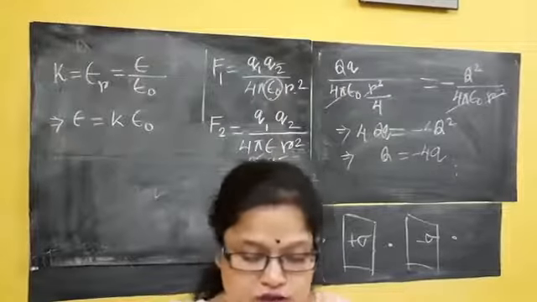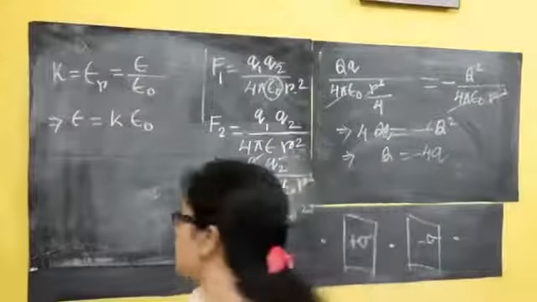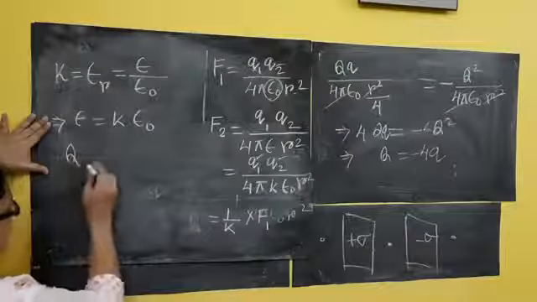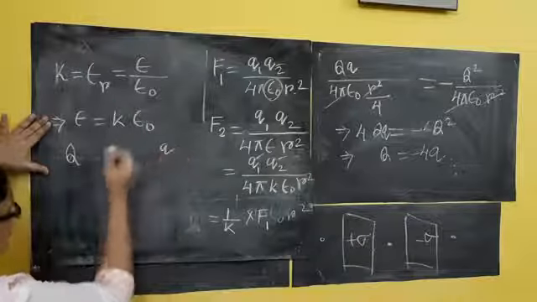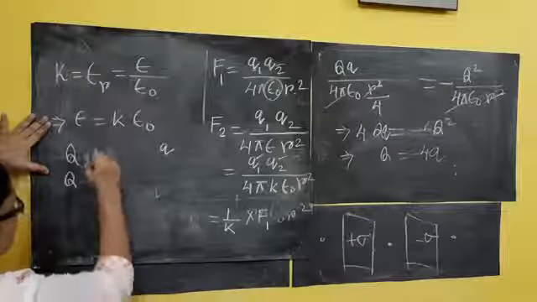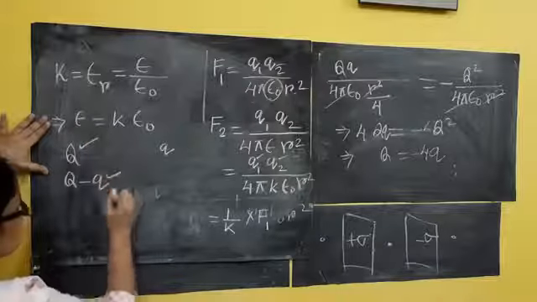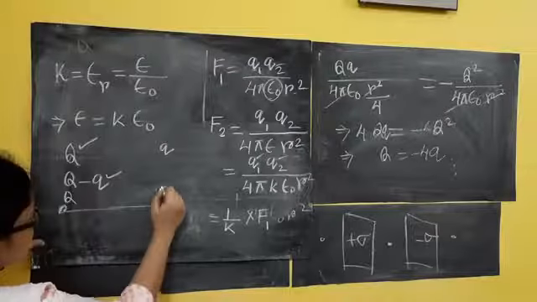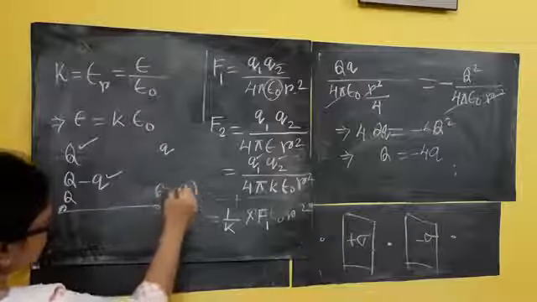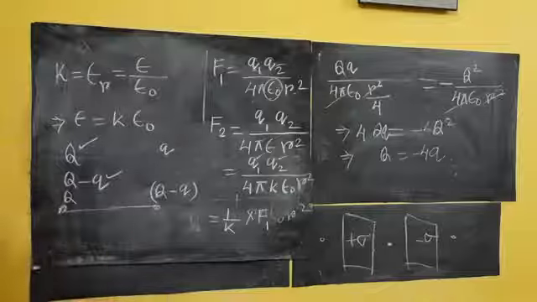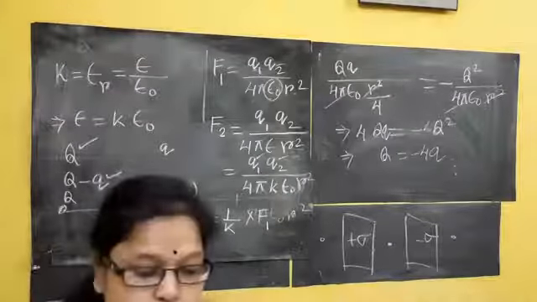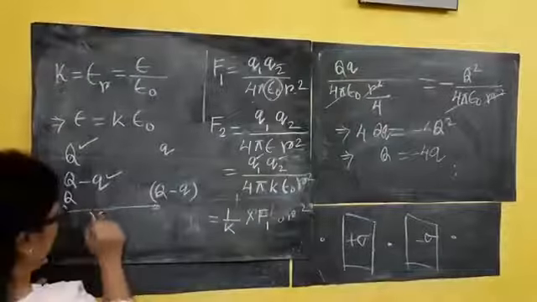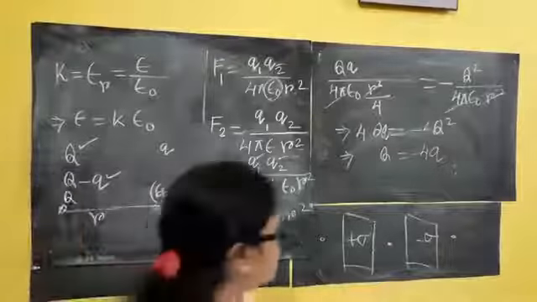Clear? So suppose Q is the total charge. From that I have taken a small q. So the remaining part is Q minus small q. So this is one charge, this is another charge. Here I am keeping q, and at a distance I am keeping Q minus q. Clear? So this is my whole system. So when the force will be maximum, if the distance between the two charges is r, what will be the force?